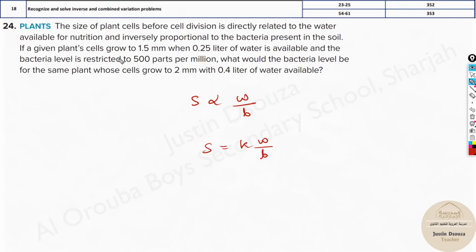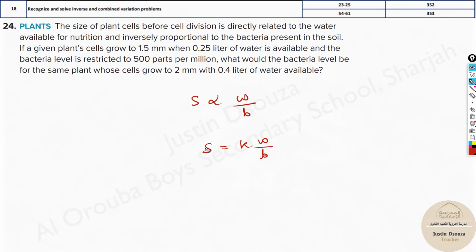If a given plant cell grows to 1.5 mm when 0.5 liters of water is available and the bacterial level is restricted to 500 parts per million, what would the bacterial level be for the same plant whose cell growth is 2 mm with 0.4 liter of water available? So now the same thing is again given. There are two equations basically. These types of problems are easier if you solve like this.